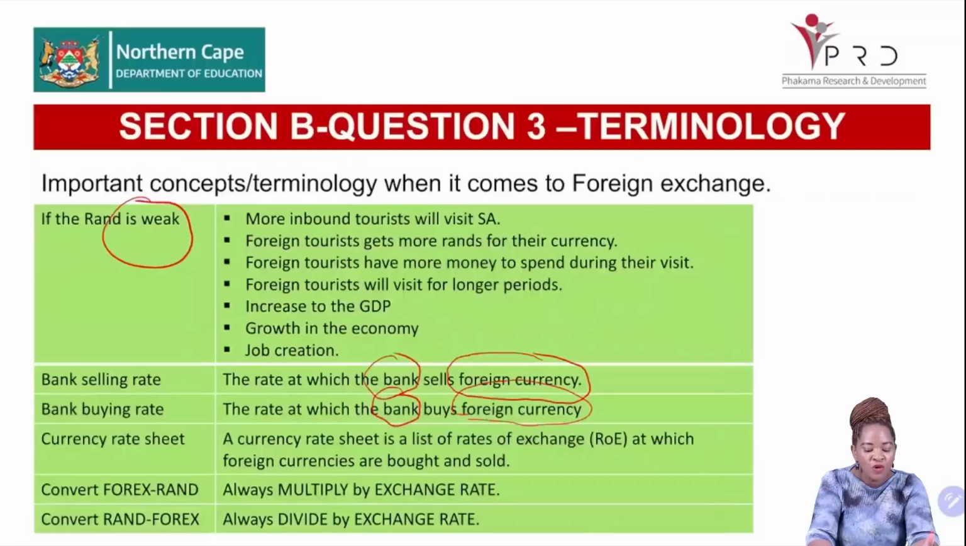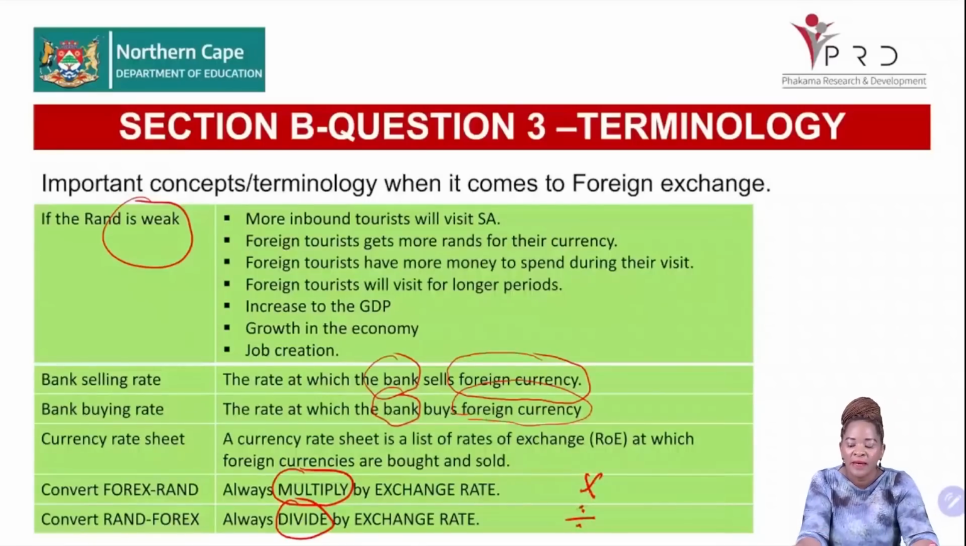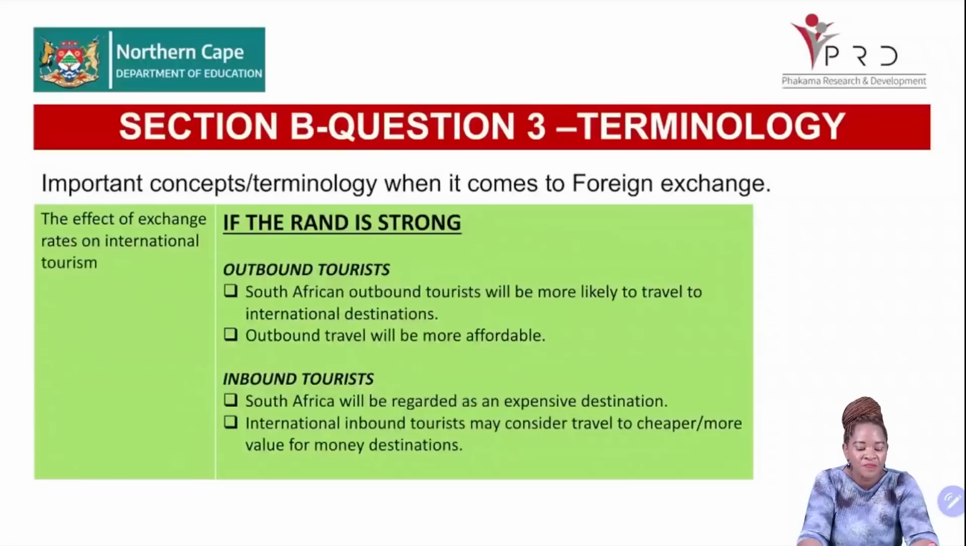And then when you're converting foreign currency into rand, you always multiply by the exchange rate. When you're converting rand, you always divide by an exchange rate. I'm just reminding you guys. So you only divide your rand and you multiply any foreign currencies that are not used in your country.